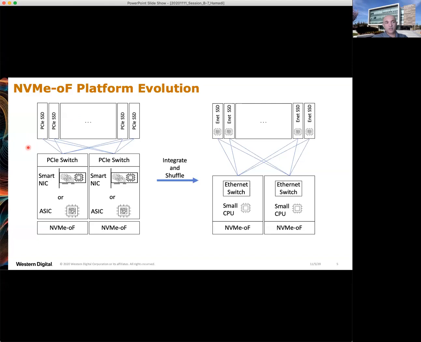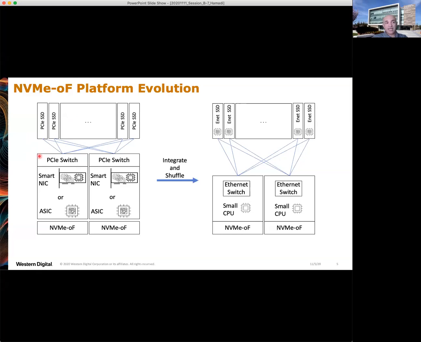Okay, let's move on to the evolution of the NVMe over Fabrics platform. Starting with the left-hand side of the slide, the diagram represents the type of designs prevalent today. The diagram shows an NVMe over Fabrics controller, a storage platform that is highly available with two I/O modules. A non-HA design will have just one I/O module.